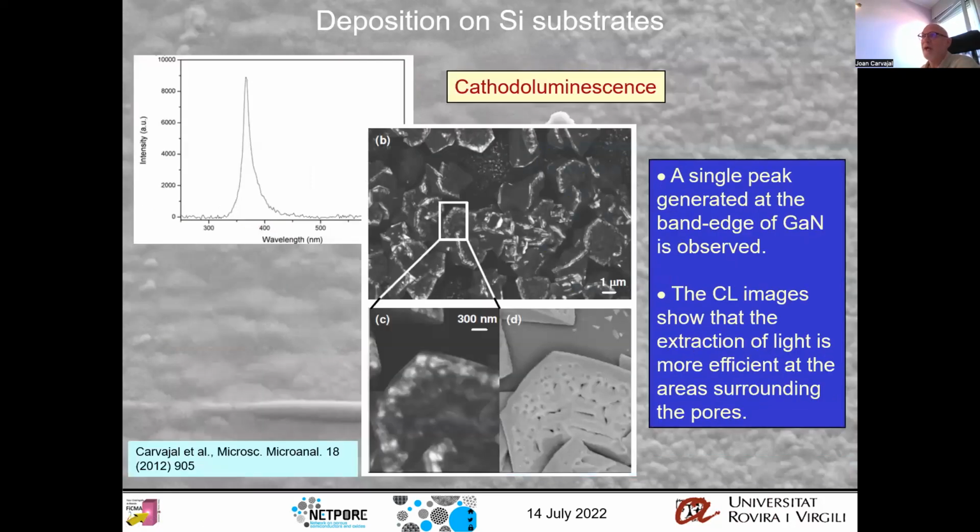If we analyze the luminescence properties of these materials, we can see that we have only a single peak generated by the band edge of gallium nitride. And here, with the cathodoluminescence images, this is the optical image and this is the SEM image. We can see that the emission of light is more efficient in the areas surrounding the pores.